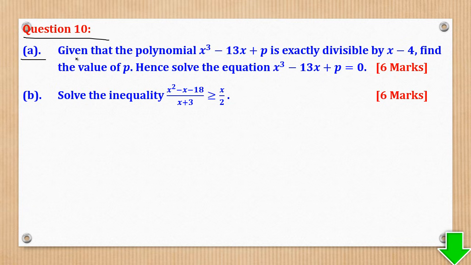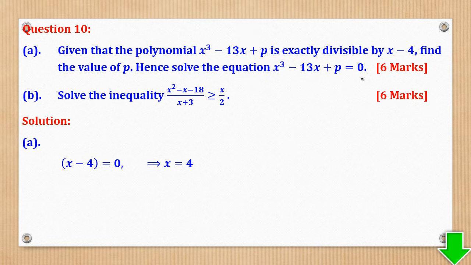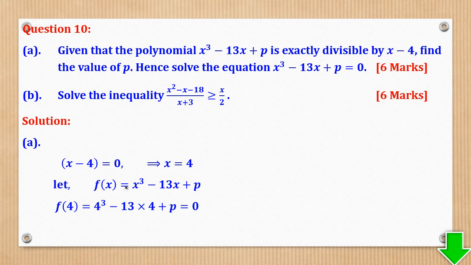Question 10 part A says, given that the polynomial this is exactly divisible by this, find the value of p and hence solve the equation this. So exactly divisible means the remainder is 0. Meaning that therefore this is a factor, implying that the root is x equal to 4. Now when I substitute 4 where there is x, it means I should get 0. So substitute 4 here, I should get 0.